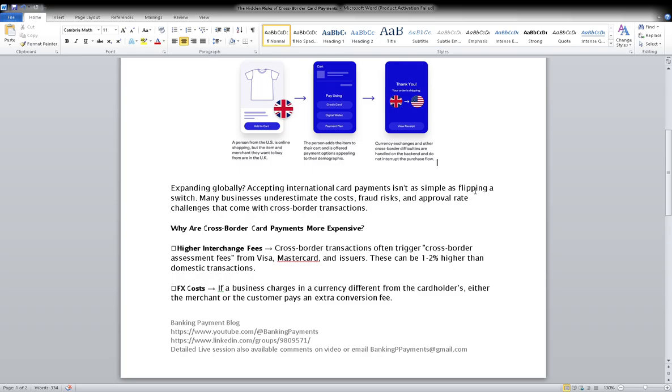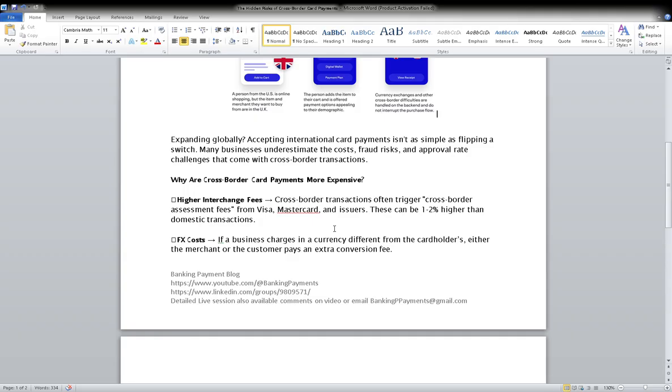Expanding globally and accepting international card payments isn't as simple as flipping a switch. It means understanding the cost, fraud risks, and approval rate challenges that come with cross-border transactions. A cross-border payment transaction comes with fraud checks and risk checks on top of the regular charges. So why are cross-border card payments more expensive? That's what we are trying to understand now.